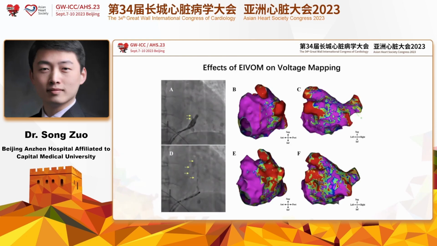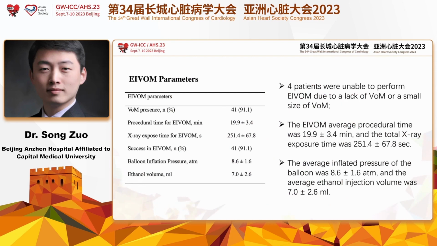Here we show the effects of EIVOM on voltage mapping before and after the EIVOM procedure. And the EIVOM parameters. Four patients did not receive EIVOM due to a lack of vein of Marshall or small size of the vein of Marshall. In the EIVOM group, the average procedure time was about 20 minutes, and the total ethanol infusion time was 250 seconds.